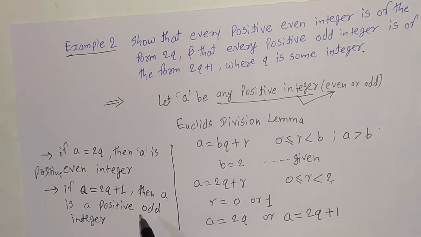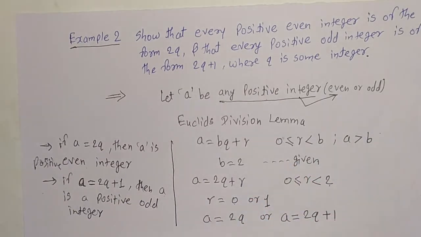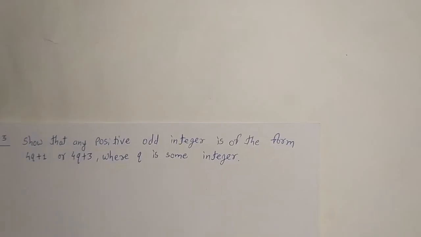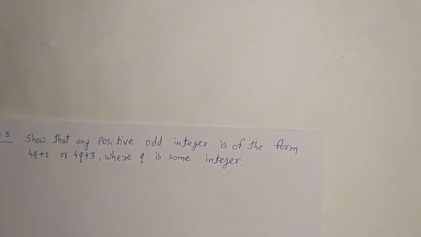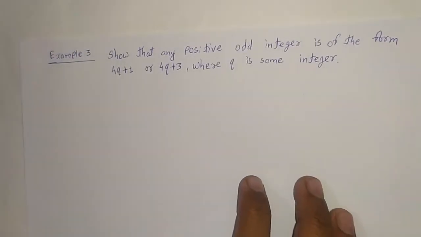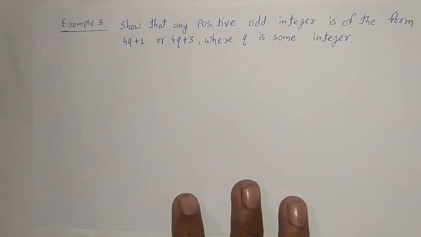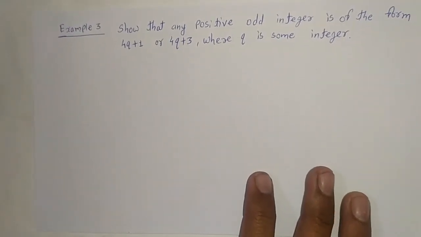Always write every step and then you will understand the given problem. It will be easier for you. So let's see the next example, example 3. In example number 3 also, we need to use the Euclid's division lemma to solve the given problem. So let's look into example 3.